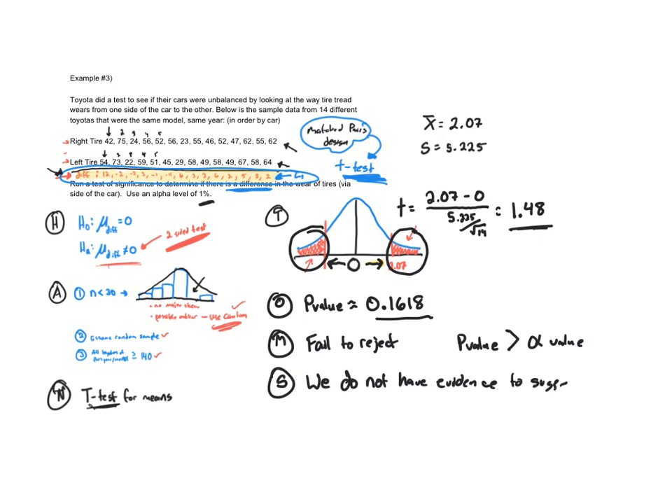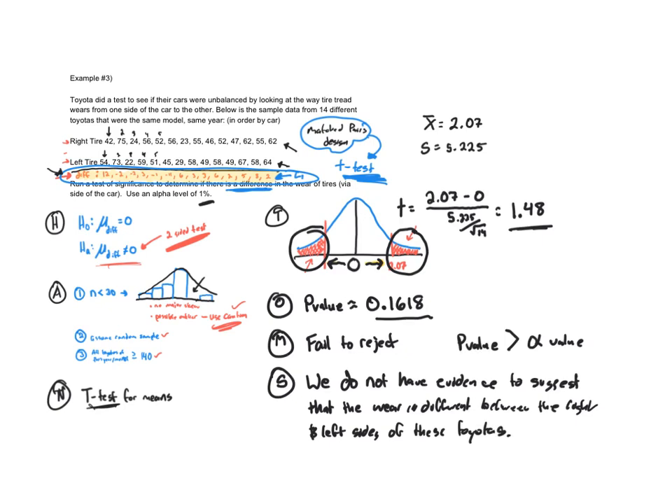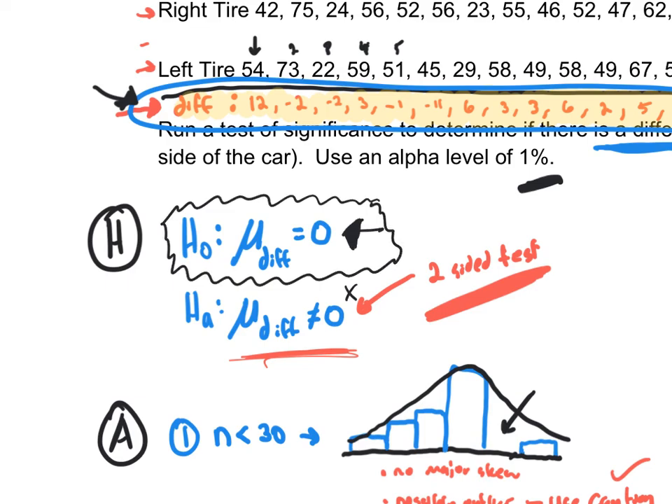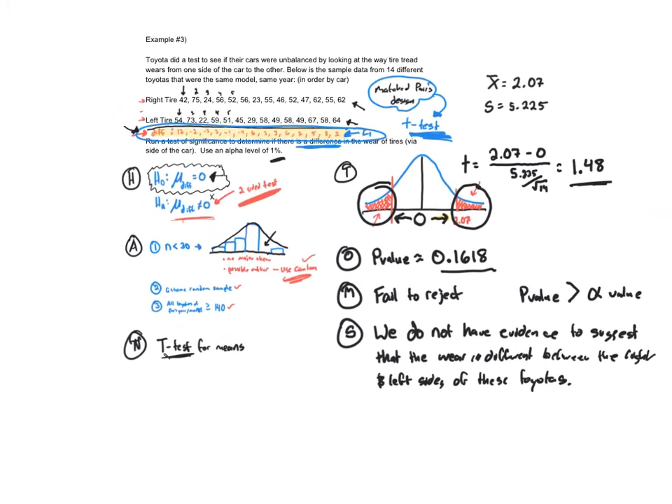to suggest that the wear is different between the right and left sides of these Toyotas. Right, there it is, because again, we failed to reject. So we said, okay, I did not find any evidence to say no to this claim, so I'm definitely not going to say that claim. Okay, we'll stick with this for now. Now, remember, we never say accept. We are always in the mindset of: I did not have enough evidence this time to reject. And that would do it.